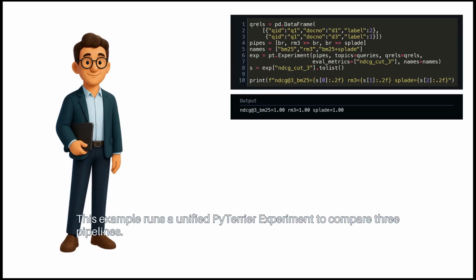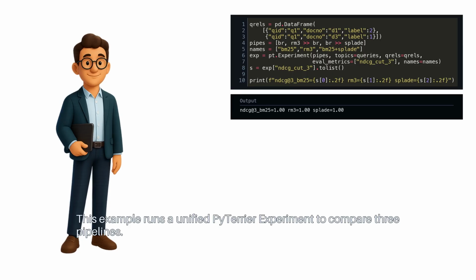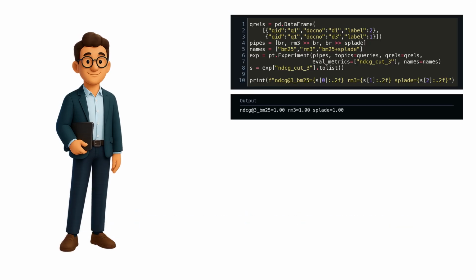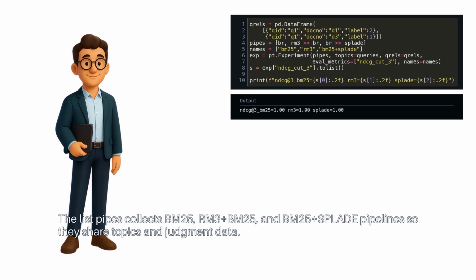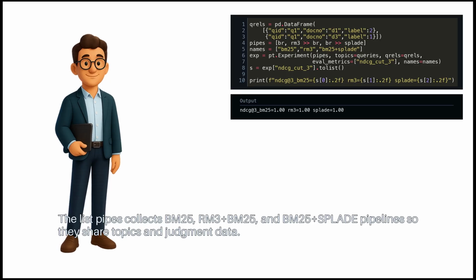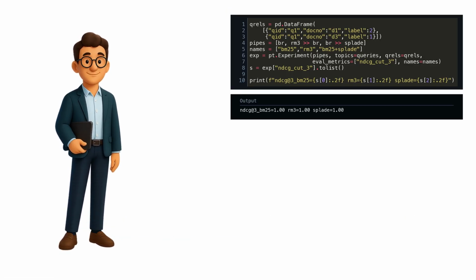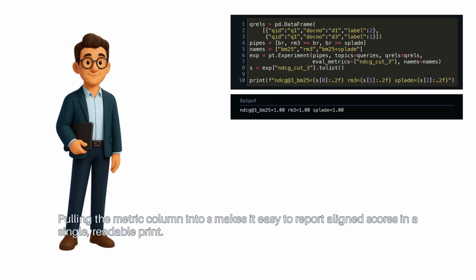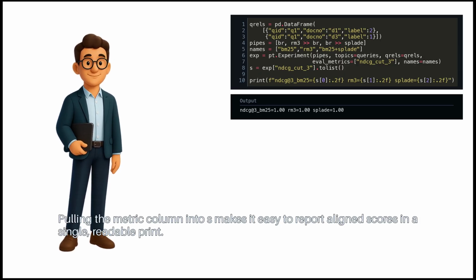This example runs a unified PyTerrier experiment to compare 3 pipelines. The qrels data frame encodes graded relevance for our query, enabling proper evaluation. The list pipes collects BM25, RM3 plus BM25, and BM25 plus SPLADE pipelines, so they share topics and judgment data. pt.Experiment executes each pipeline consistently and computes nDCG cut 3, returning a tidy data frame aligned with names. Pulling the metric column into s makes it easy to report aligned scores in a single, readable print.